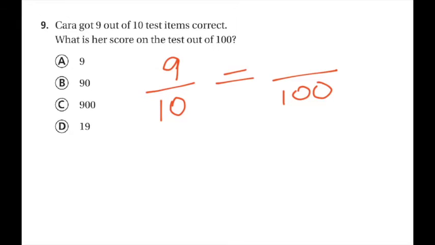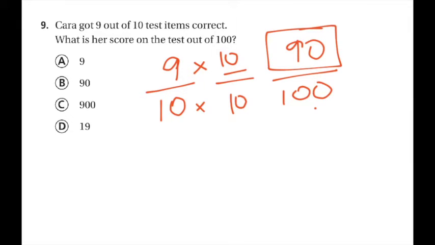Now I have to figure out, how did I get from 10 to 100? 10 times what equals 100? Well, I know that's 10 times 10. Therefore, I'm going to multiply 9 times 10. Because if I multiply my denominator by a number, I have to multiply my numerator by the same number if I'm going to make an equivalent fraction. So 9 times 10 would be 90. And I was looking for that score. How much did she get out of 100? She got 90 out of 100. Okay, I'll give you a moment to jot that down.